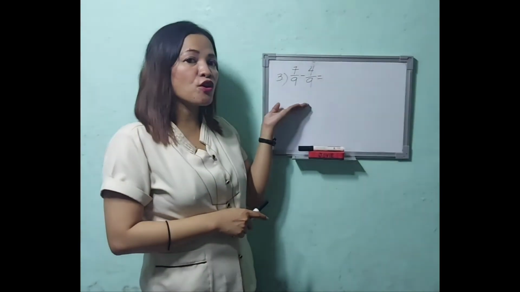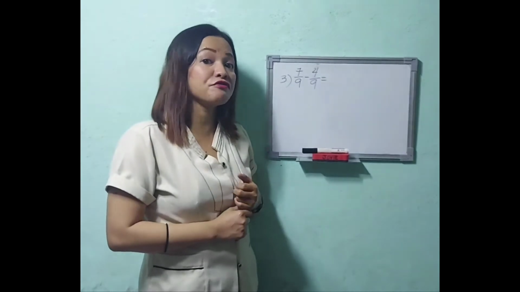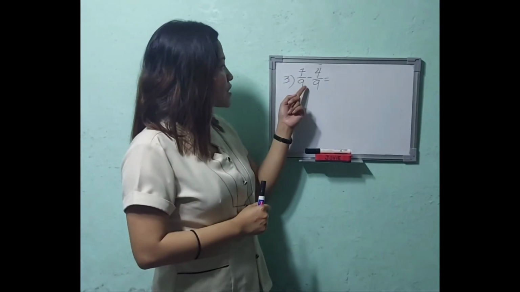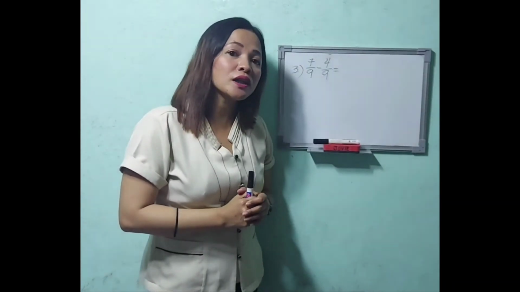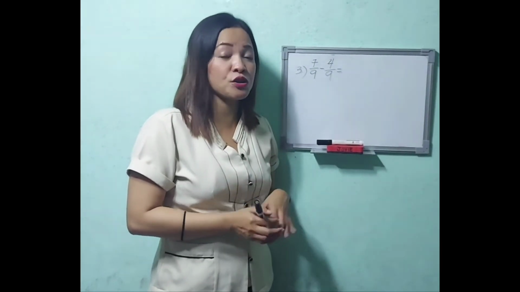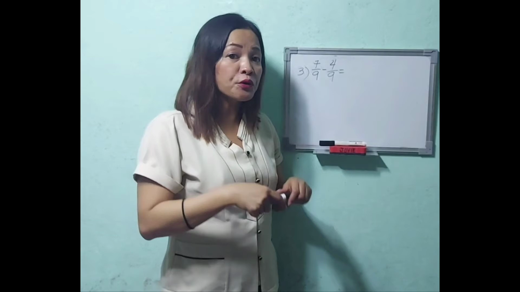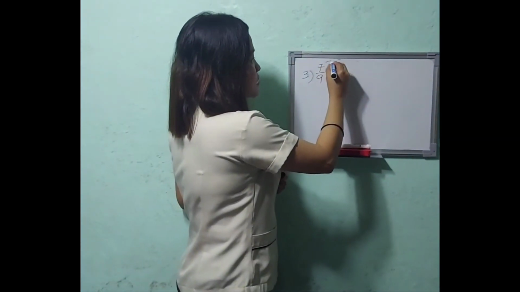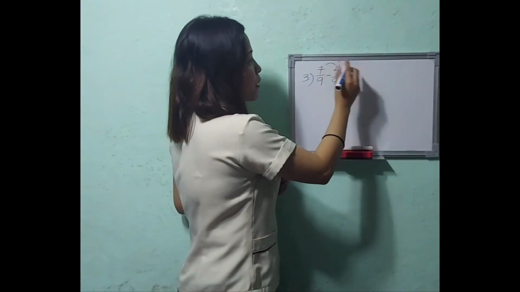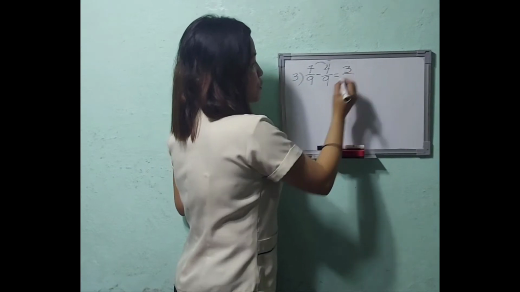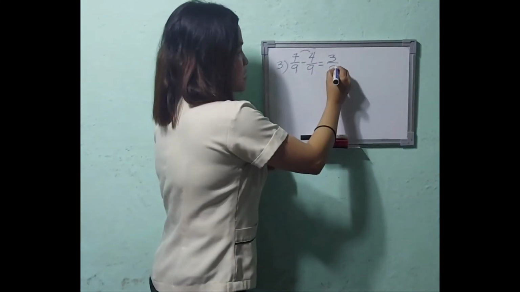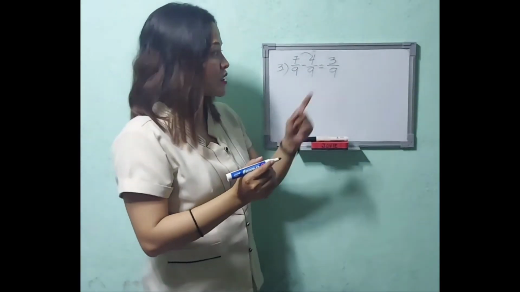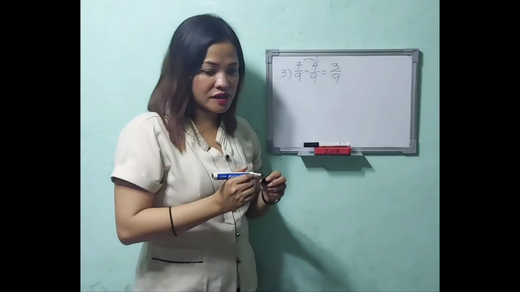This is an example of subtracting similar fractions. 7/9 minus 4/9 equals blank. So, pareho lang din nung pag-add ng similar fraction yung ating proseso. Una, i-minus natin si numerator. So, 7 minus 4 equals 3. And copy the denominator, which is 9. So, our answer is 3/9.